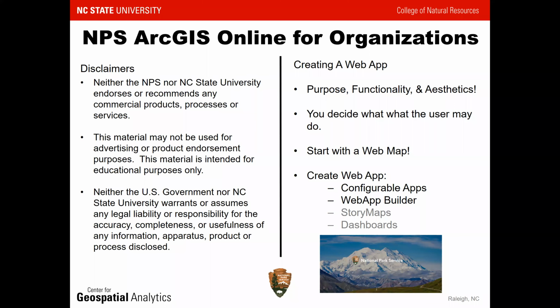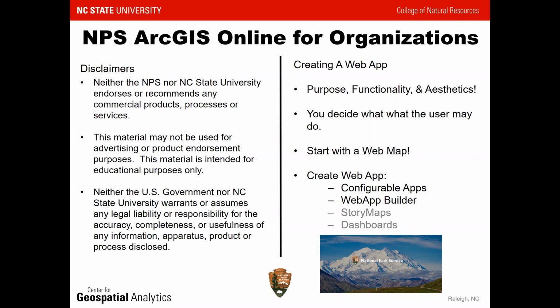Okay, creating a web app within ArcGIS Online. It's fairly simple to do, but you always have to remember, just like when you create a map, it always has to have a purpose. You have to define your functionality within your web app, and you also need to make this thing aesthetically pleasing. Make it yours. Make it something that the park and the folks that you're going to share it with will like and enjoy. And when you create a web app, you're going to decide what the user may do. You're going to define the functionality, and I'll show that here in just a moment.